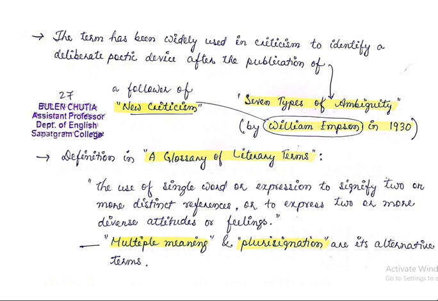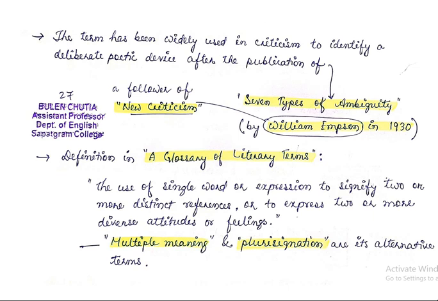The term has been widely used in criticism to identify a deliberate poetic device after the publication of William Empson's Seven Types of Ambiguity, which is a seminal work of criticism in the field of New Criticism, okay, which was published in 1930. Try to remember this information.